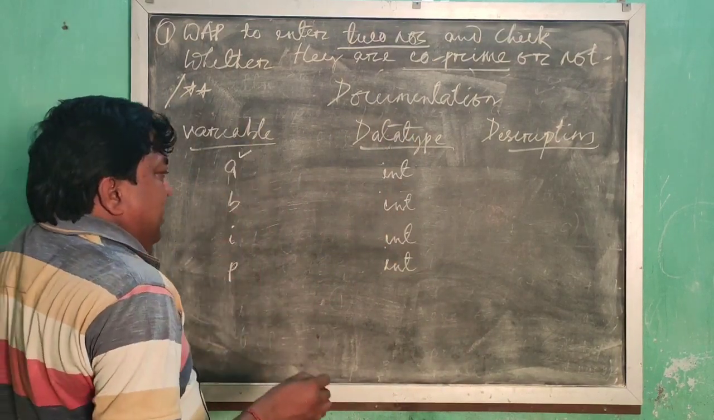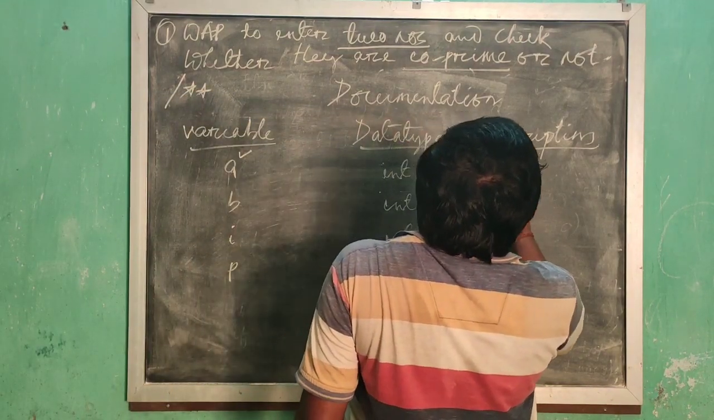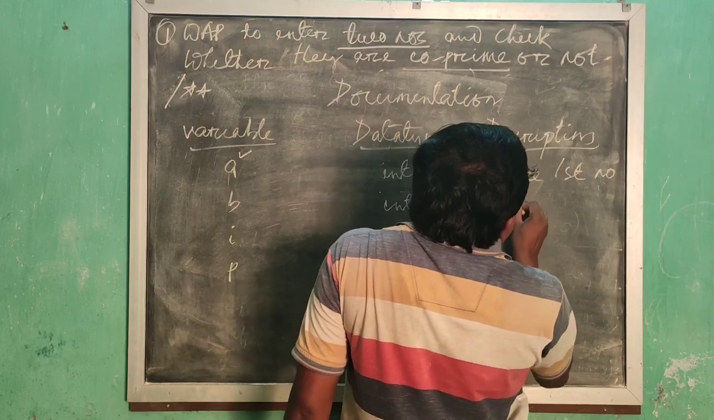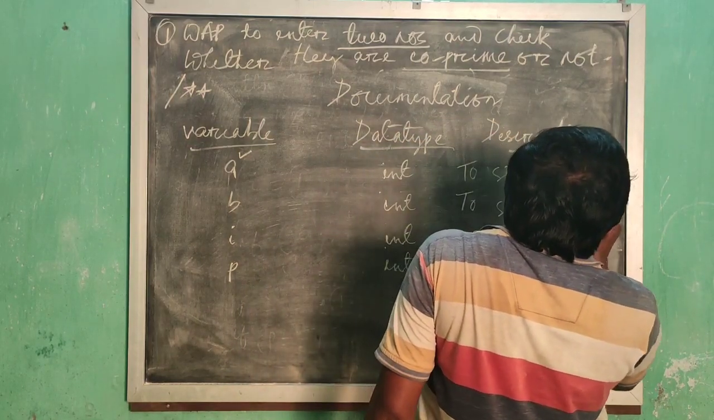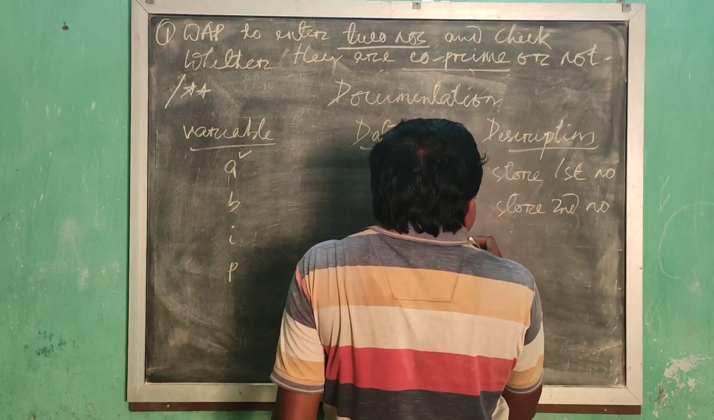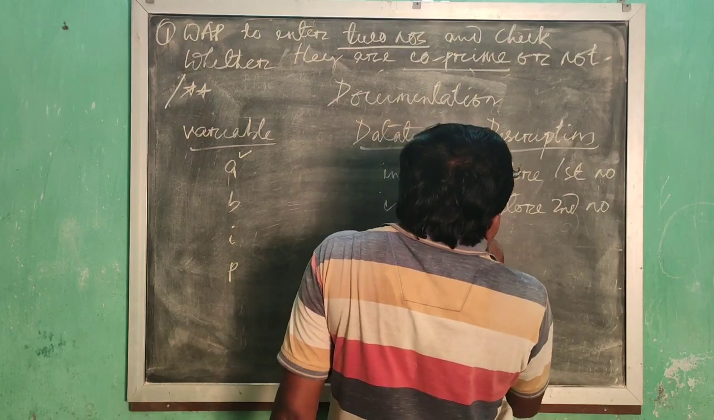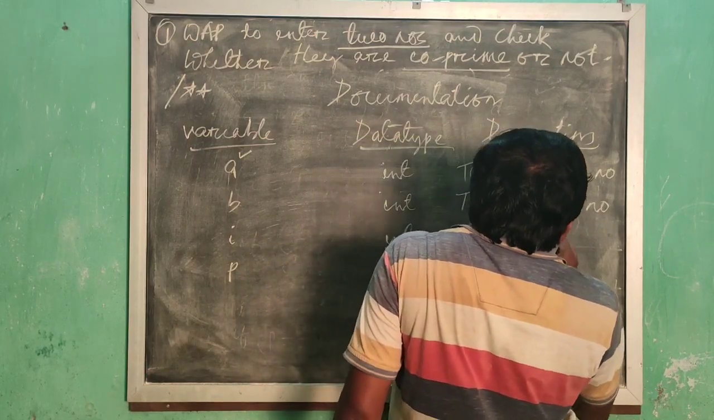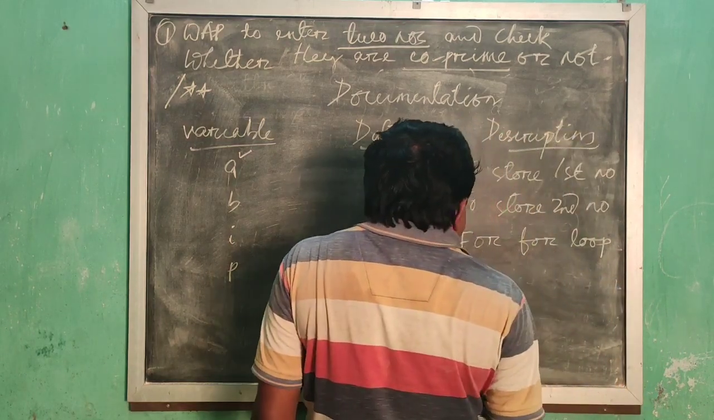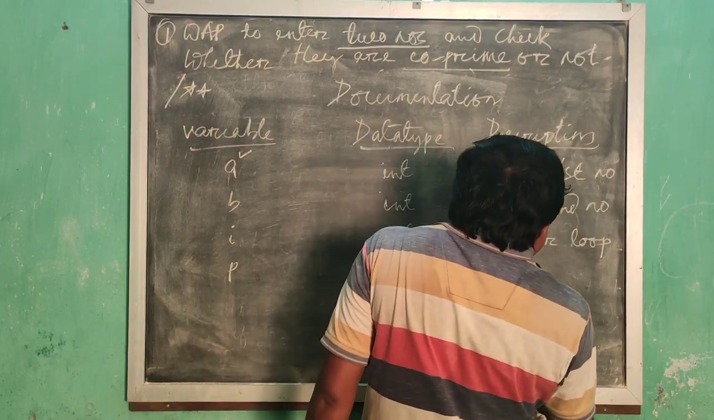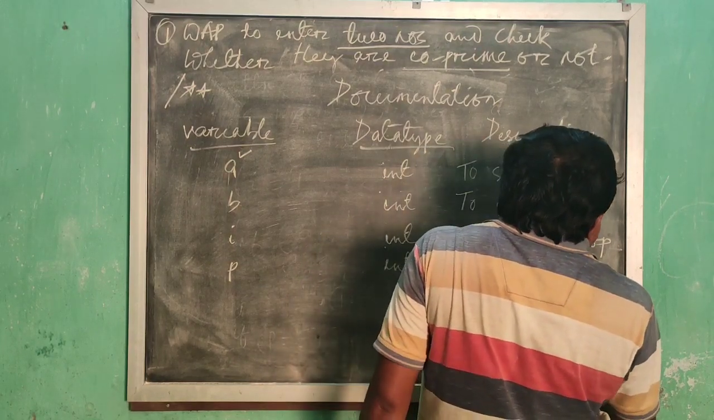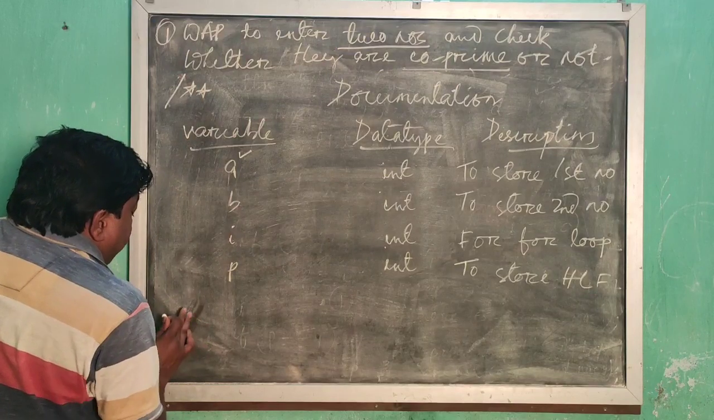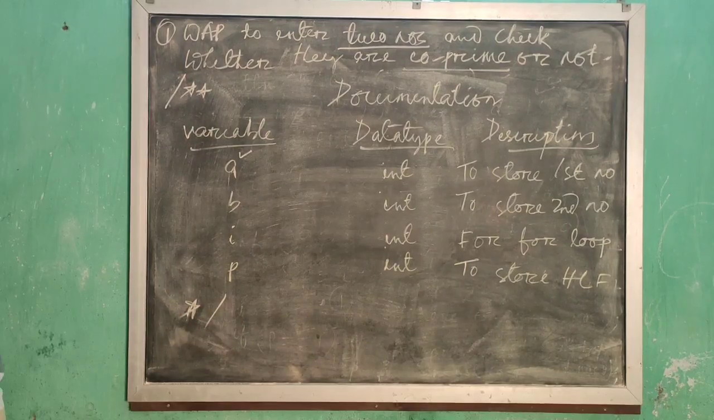Okay, then this a we have taken to store first number, b to store second number, i for loop, and p to store highest common factor, HCF. Okay, after that you close it */.